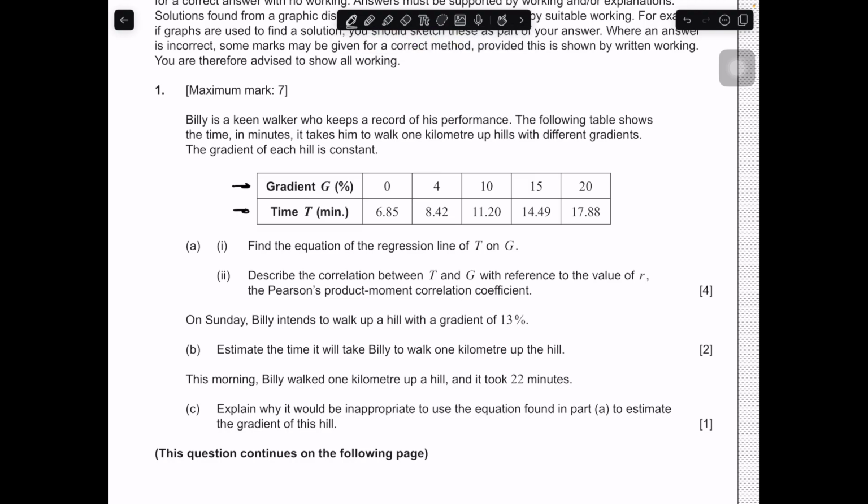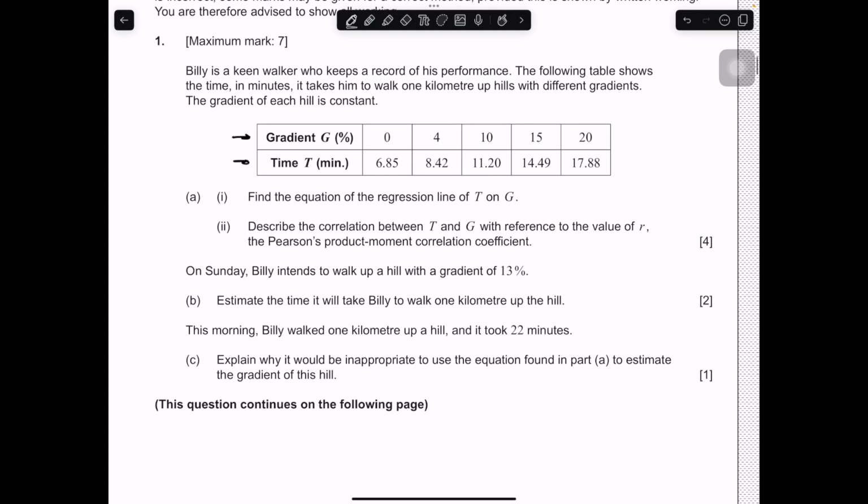Question A asks us to find the equation of the regression line of t on g, and then part 2 of A asks us to describe the correlation between t and g with reference to the value of r, the Pearson's product moment correlation coefficient. Alright, so we've got two variables, gradient and time. We're asked to find a regression line. This one is, I think, pretty straightforward application.